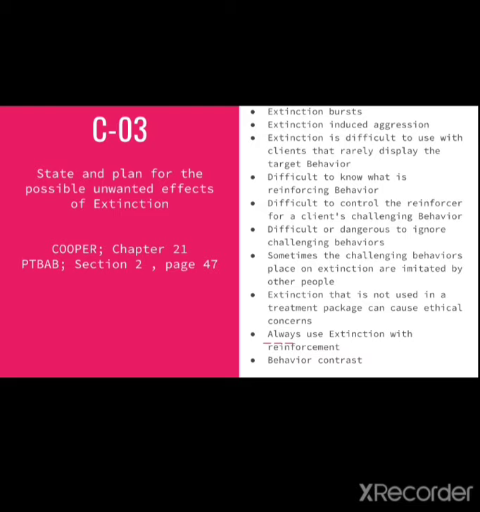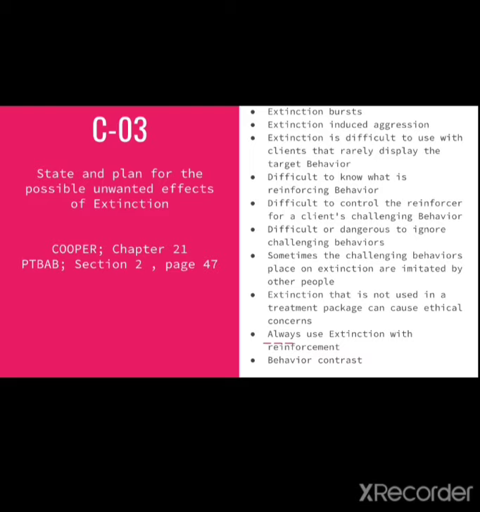Sometimes the challenging behaviors placed on extinction are imitated by other people. Think about peers and siblings. They're going to try to copy you so that they egg on the individual, unfortunately. That's when we work with those individuals in the classroom, the teacher, anyone that's going to be around the individual we're working with, so that we can also make sure we're all collaborating together and placing that behavior on extinction.